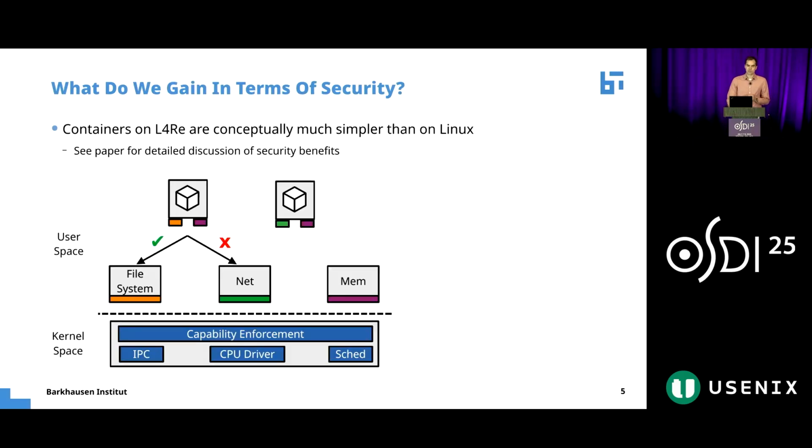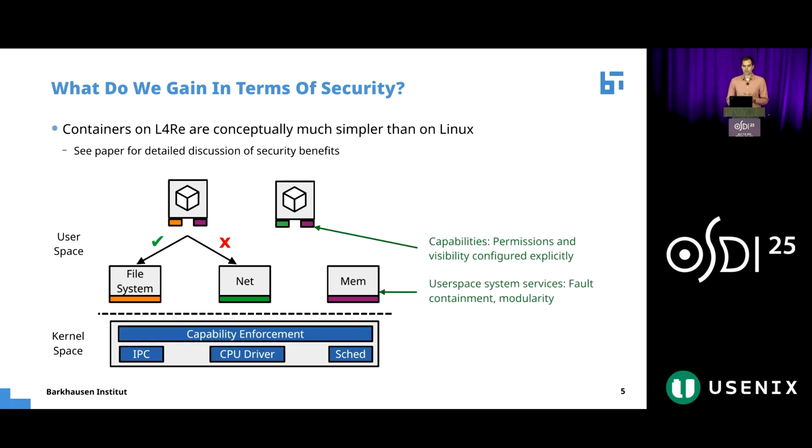Okay, so what do we gain in terms of security when using containers built on microkernel instead of containers built on a monolith? First of all, we gain the advantages we gain by capabilities. So all permissions and visibilities are configured explicitly by the administrators, and there is no need to introduce complex in-kernel mechanisms in order to provide container-grade isolation to applications.